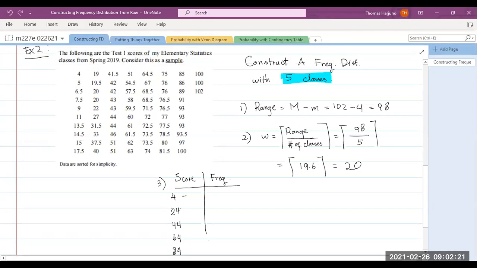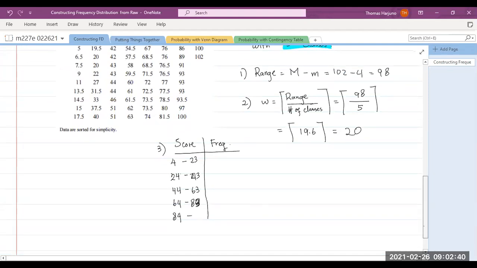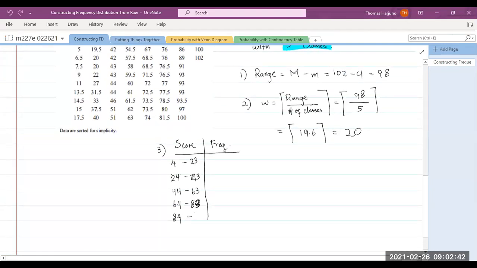So after I get those 5 classes' lower class limits, I subtract by 1, subtract by 1, subtract by 1, subtract by 1, subtract by 1. And then when I add 20, this will be 103.